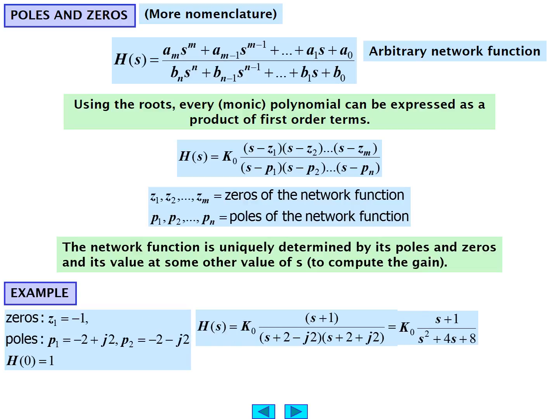We could also multiply out these terms, and we'll get k0 times s plus 1 over s squared plus 4s plus 8. Since we said that H of 0 is equal to 1, that means that k0, substituting s equals 0, would be k0 times 1 over 8 equals 1. So therefore, by definition, k0 has to be 8, so that we would get H of s equals 1 at s equals 0.